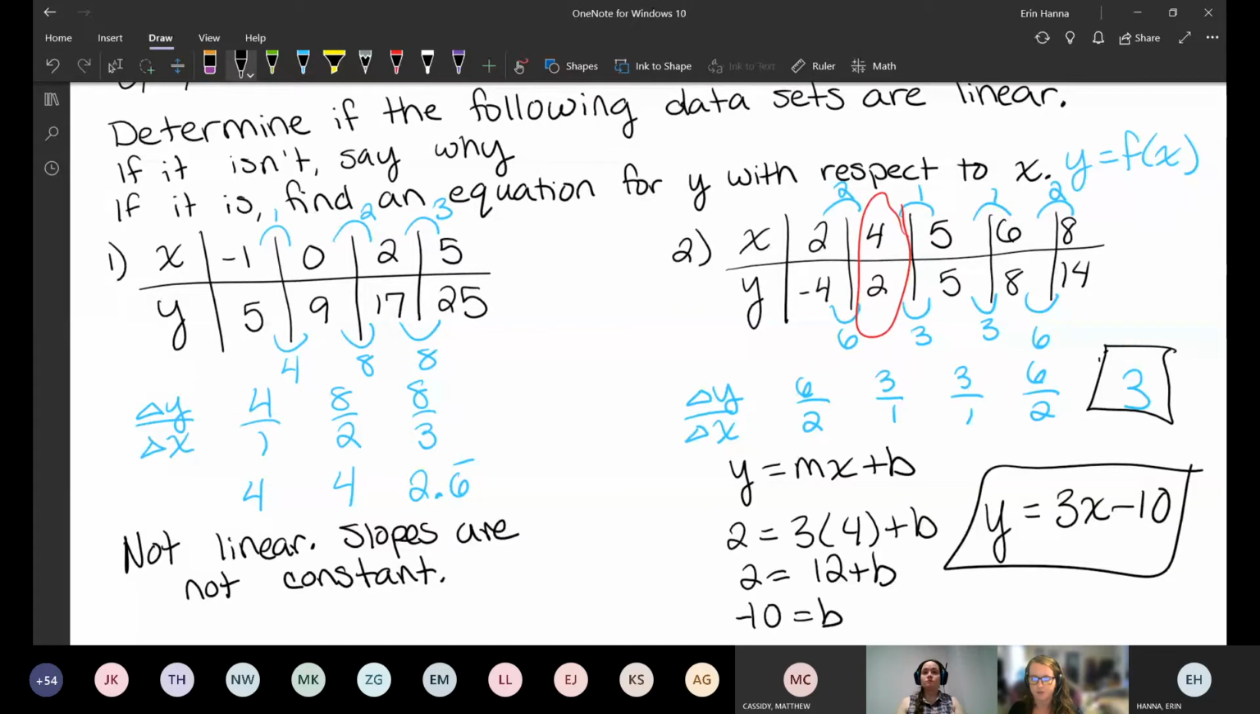Questions, concerns? Great. Then we're going to move on to 1.3 notes.